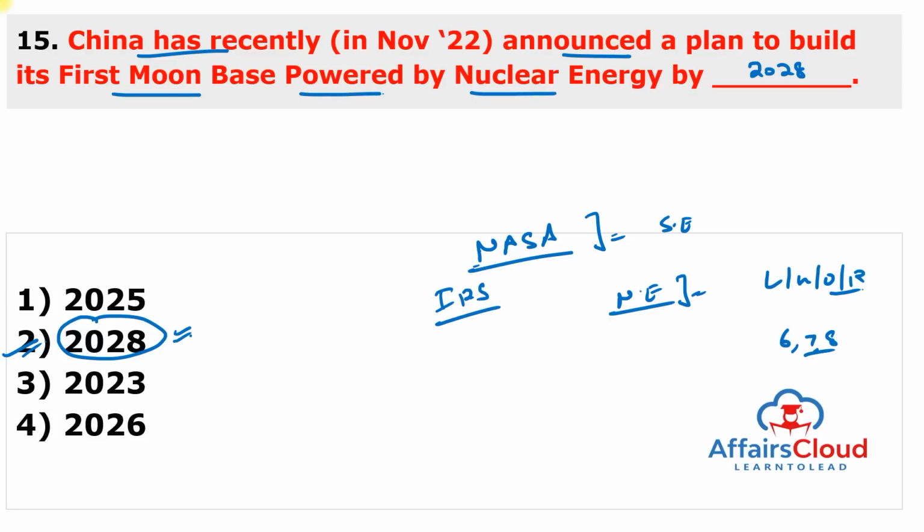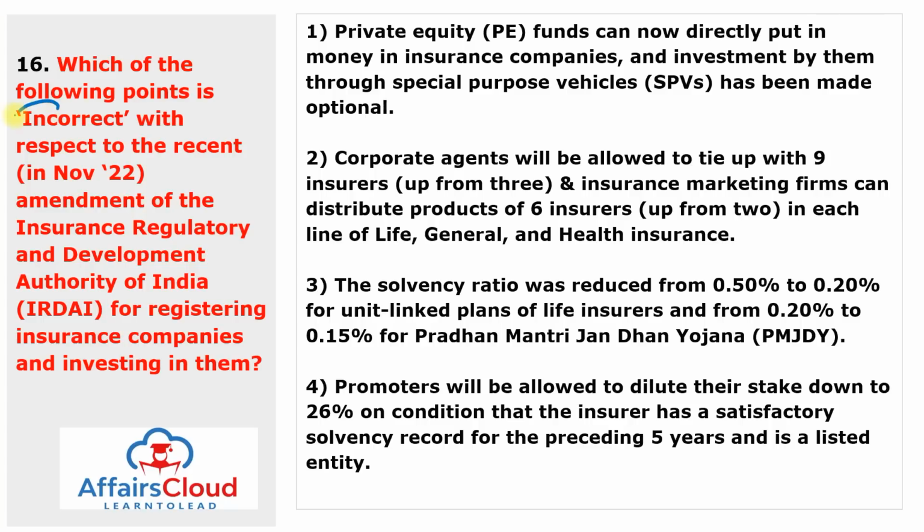Moving to next question. Which of the following points are incorrect with respect to the recent amendment of the Insurance Regulatory and Development Authority of India for registering insurance companies and investing in them? So let's read the points and find out which statement is incorrect. Private equity funds can now directly put money in insurance companies, and investment by them through the special purpose vehicle has been made optional. This statement is true.